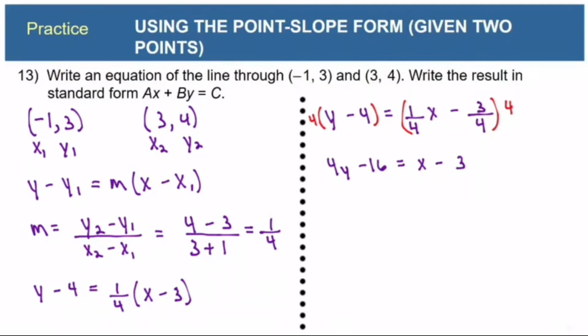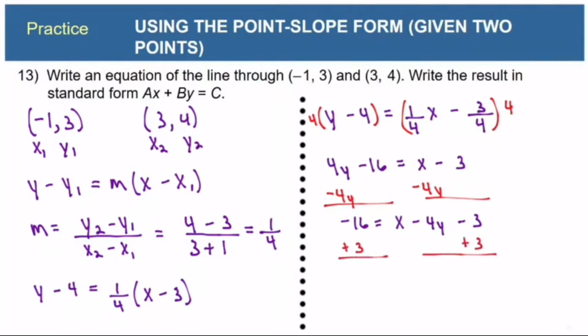Now I know that I want the x and the y on the same side, but I need the x coefficient to be positive. So I could move the x over here to the left, but that would make the x coefficient negative. Instead, I'm going to move the 4y over to the right, and that's going to give us negative 16 on the left and x minus 4y minus 3 on the right. And now we will add 3 to both sides. And that's going to give us negative 13 on the left equals x minus 4y.